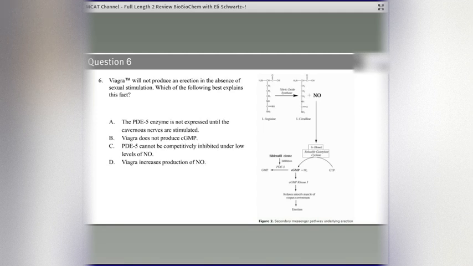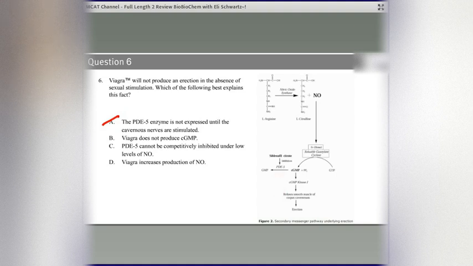What could we probably get rid of? Christopher said get rid of A. It's not expressed until the cavernous nerves are stimulated. Now again, we've got something about relaxes smooth muscle, corpus cavernosum, stuff like this happening down here at the bottom. But PDE5 is not expressed until that is... PDE5 is up here at the very beginning. That's in the wrong place in the pathway. So we would want it down here?